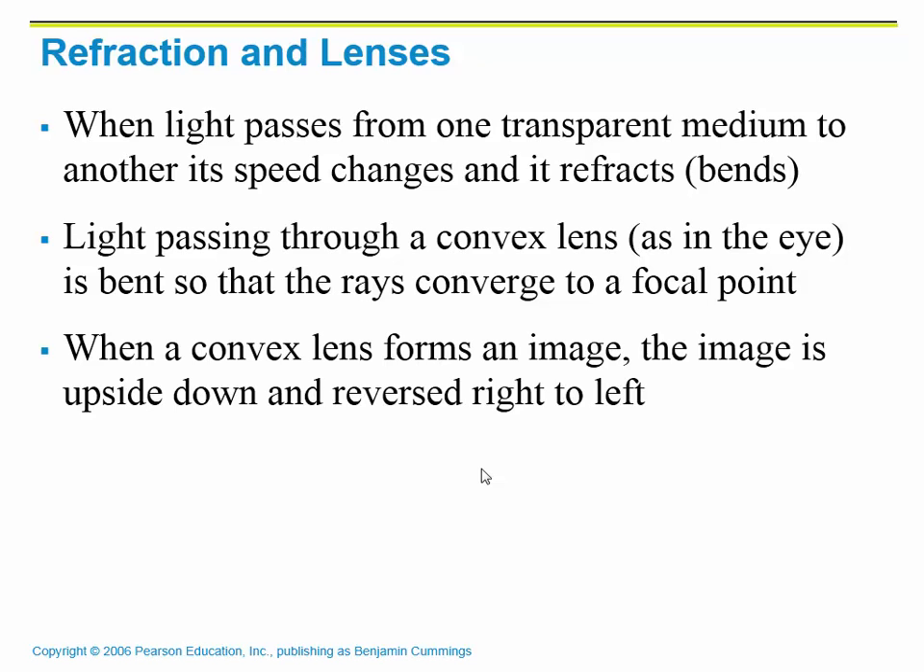And it is also a mirror image, so it's reversed right to left. When it then goes out the optic nerve and is interpreted by the brain, your brain then puts the image right side up so that we don't see things upside down and reverse side to side.